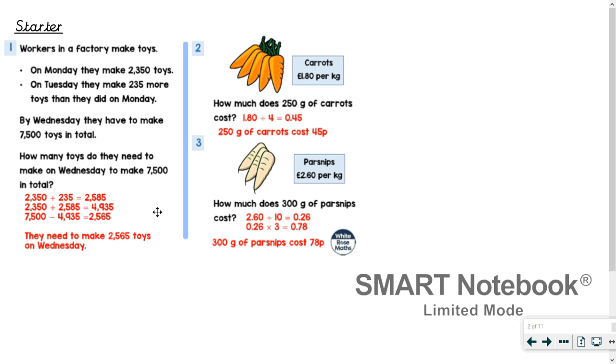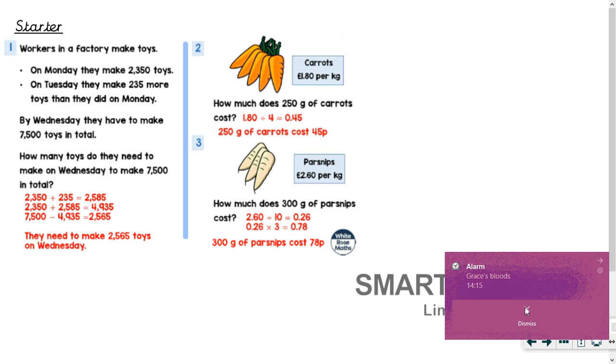Question 2. How much does 250 grams of carrots cost? Now this might be a bit tricky if you don't remember your units of measure, because we've not covered them yet in a lot of detail in year 6. That's what we're doing this week, but I thought I'd give you these ones to see what you remember. So £1.80 per kilogram. Now a kilogram is 1,000 grams. How much does 250 grams of carrots cost? Well, 4 lots of 250.